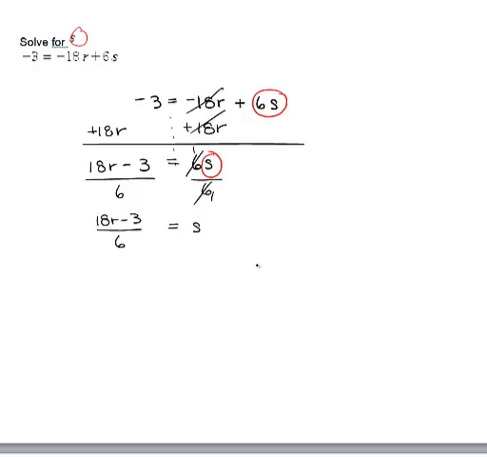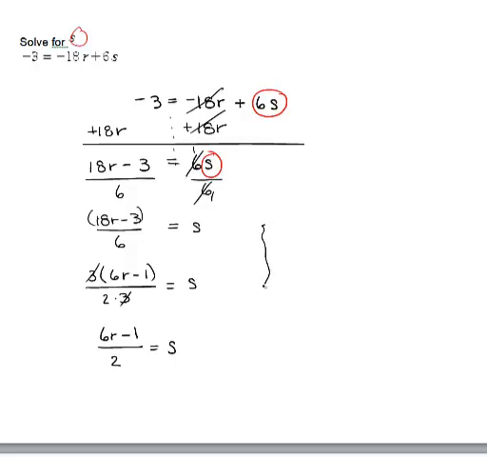Now the interesting thing about this problem is we're not actually quite done. Because if I look at my numerator, I notice that they have a common factor, right? I can take a look, I see that 3 actually goes into both 18r and 3. So I'm going to factor out a 3, and I'm left with 6r minus 1 divided by 6, which is 2 times 3, right? So my 3's can cancel, and I have 6r minus 1 all over 2 equals s.